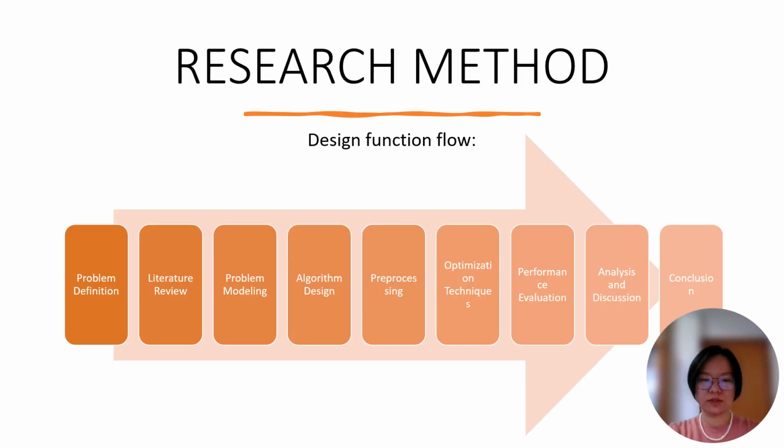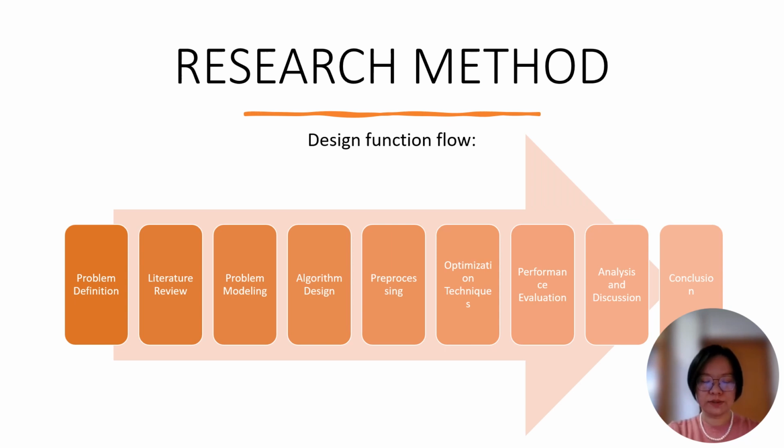And the research method is: 1. Problem definition. Clearly define the problem of quantum circuit enhancement. 2. Literature review. Conduct a comprehensive review of the existing literature on quantum circuit enhancement algorithms. Identify and analyze various approaches, techniques, and algorithms proposed by researchers in the field. 3. Problem modeling. Develop a formal mathematical model to represent quantum circuits and their optimization objectives.